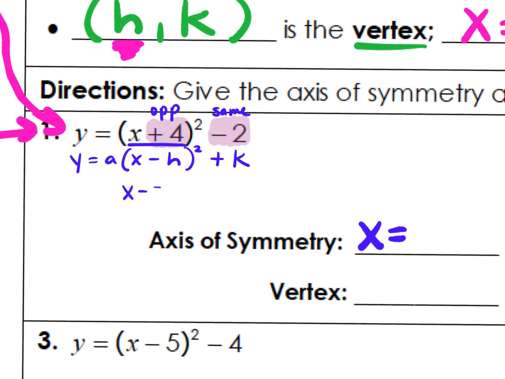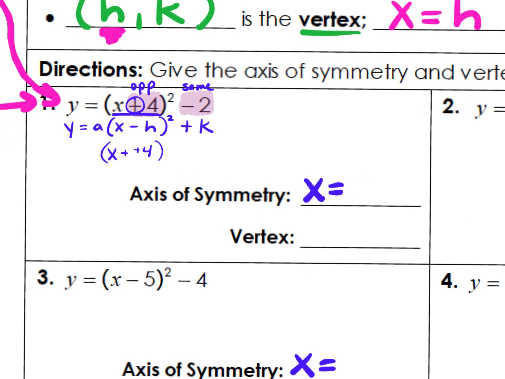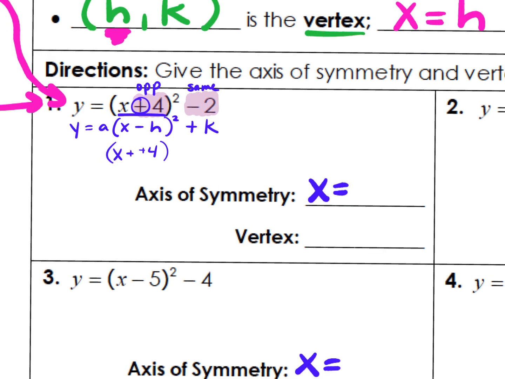X minus a negative 4 would get you x plus 4, right? So if this looks positive, you make it the opposite of what it looks like. Take your notes. The opposite of what this looks like right now, this looks like a positive 4. So it's actually a negative 4. So your x value is negative 4. Your k value is what it looks like. What does this k look like right now? Negative 2. So that is a negative 2.